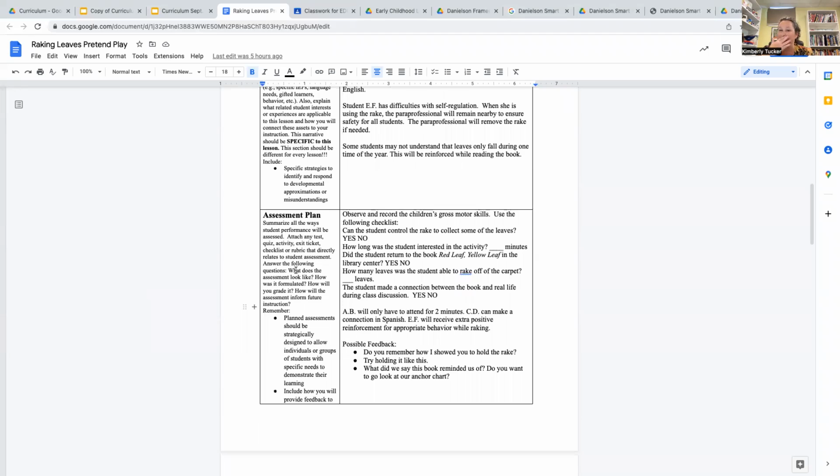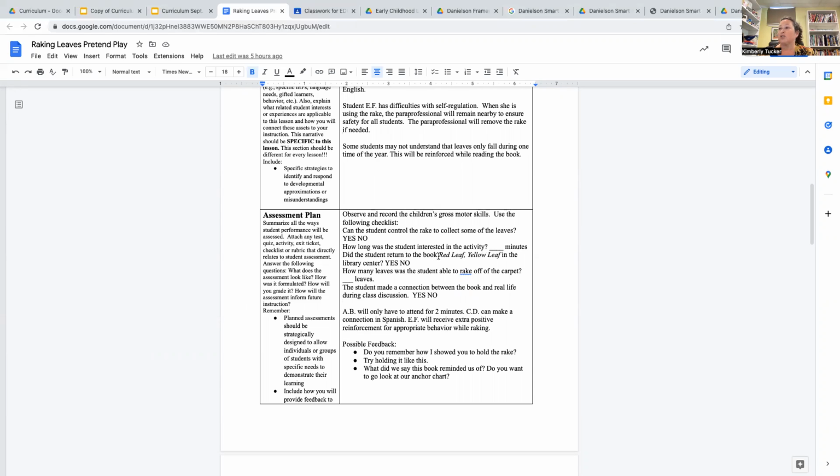Next is my assessment plan. You can't just put observe in a lesson plan because you have to document learning. So I am going to observe in this case, but I'm going to document it with a checklist. Here's my checklist. Can the student control the rake to collect some of the leaves? Yes or no? How long was the student interested in the activity? I'll fill in the minutes.